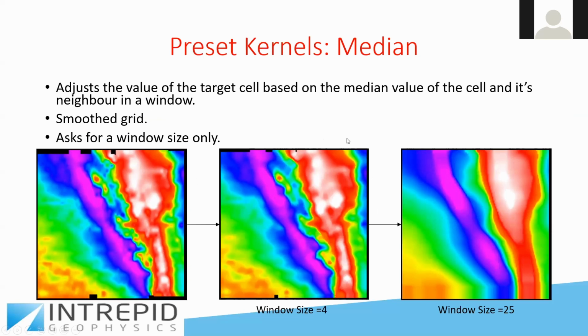Just running through some of the preset kernels. There's a median value kernel, and it'll adjust the value of the target cell based on the median value of the cell and its neighbors in the window. This will have the effect of smoothing out your grid. And the only input for this is your window size. So as you go up in window size, you get a smoother and smoother grid.